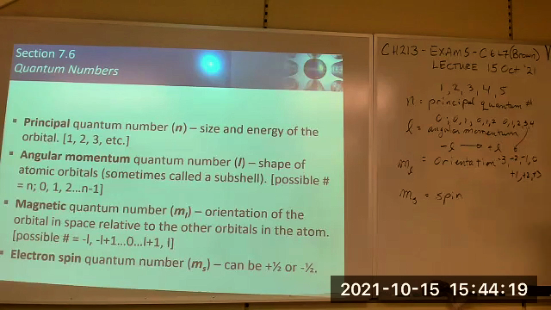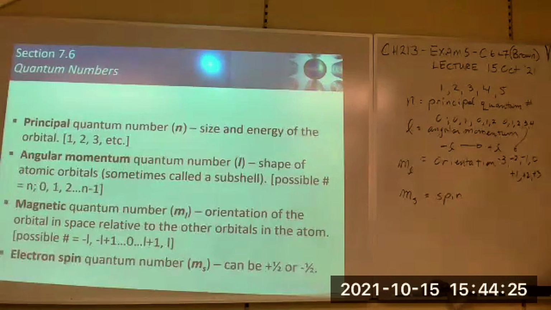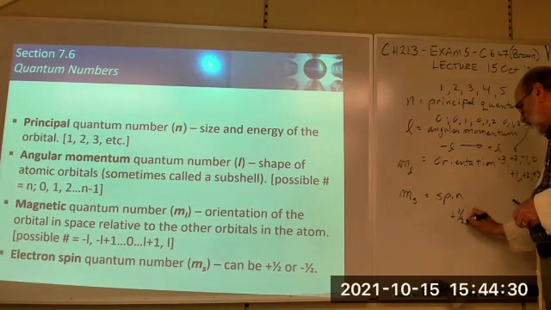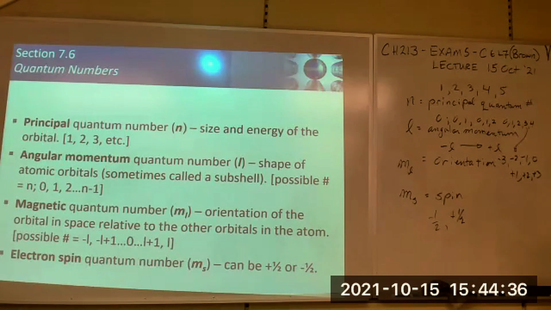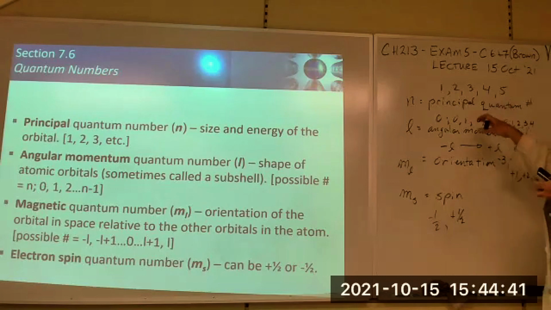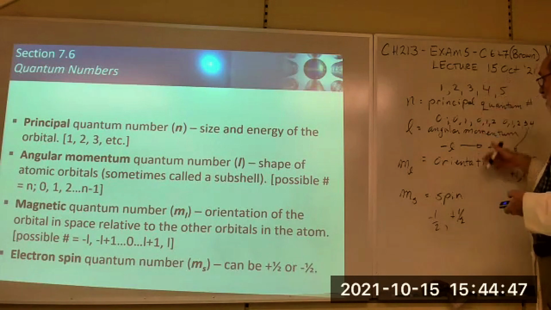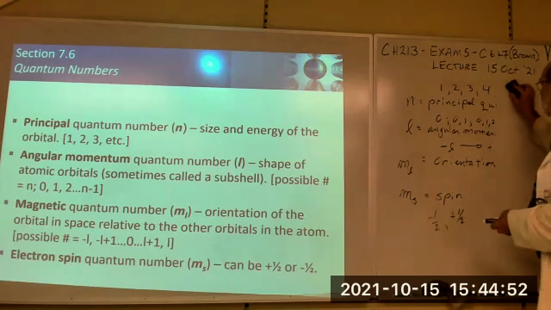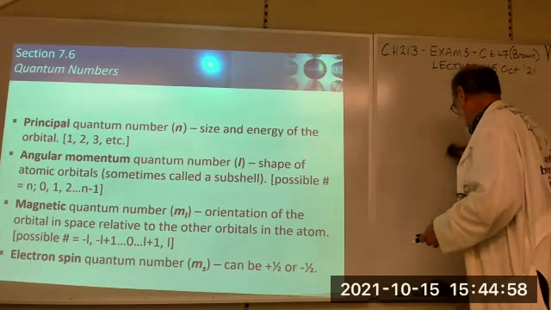So it's a branching tree. And then the spin can only be plus 1/2 or minus 1/2. Those are the only choices. So now that we know how to extract the various numbers from these levels, you start from here and work your way down for each sublevel. Once we can do that, then we can start building atoms and plugging electrons into them.